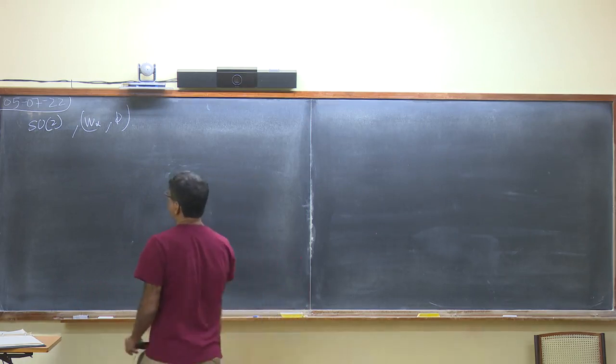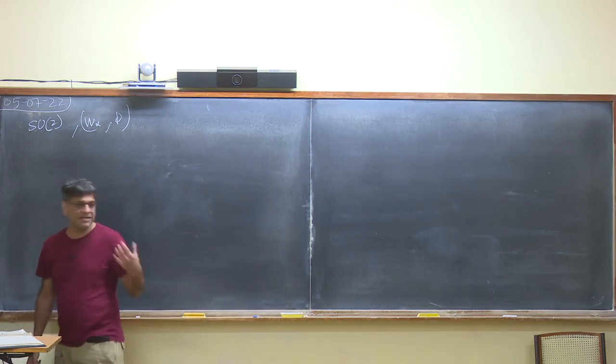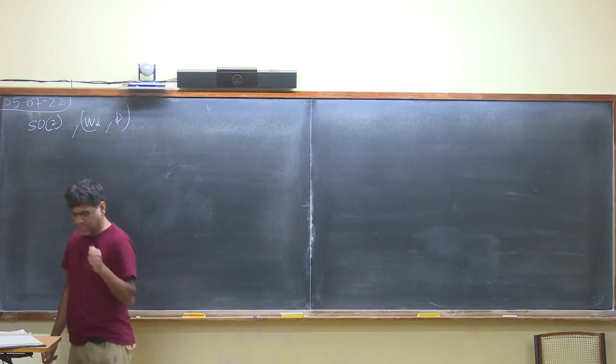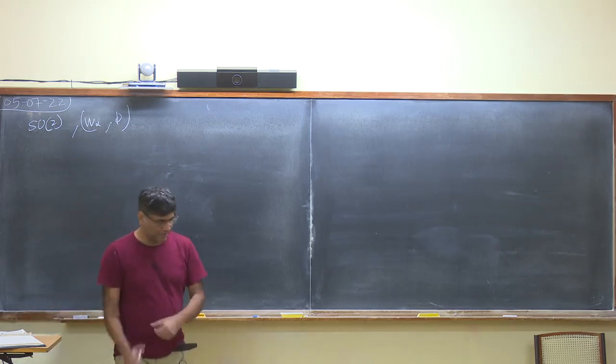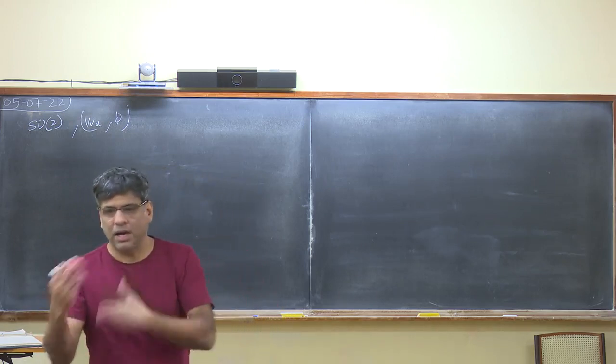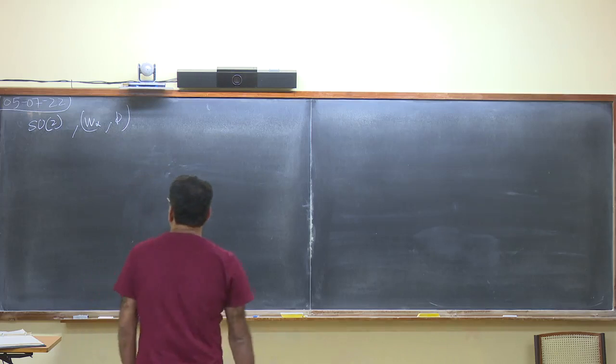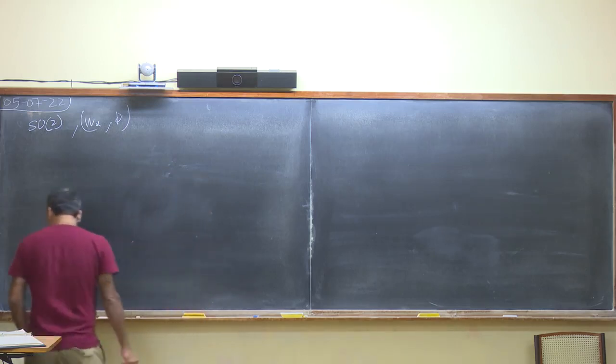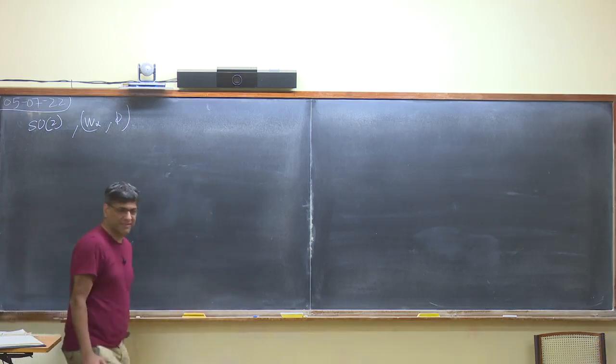This theory was anomaly free. It didn't have a gauge anomaly. That kind of anomaly was absent.